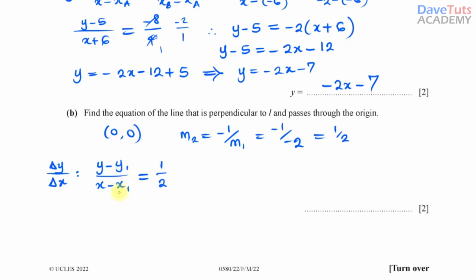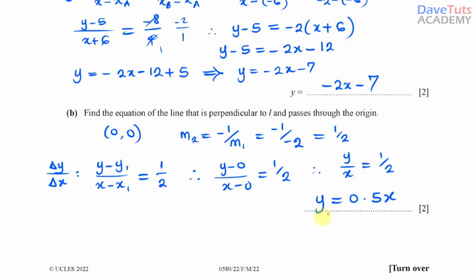So y1 is 0, x1 is 0, so we can say y minus 0 over x minus 0 is 1 over 2, such that y over x is equal to 1 over 2, or y is equal to 0.5x. And you can see, if you compare this to y is equal to mx plus c, it's plus 0 because c is 0. So it is consistent that when x is 0, y is 0. So this equation is going to be the equation of the line perpendicular to this other line that we drew and also passing through the origin.